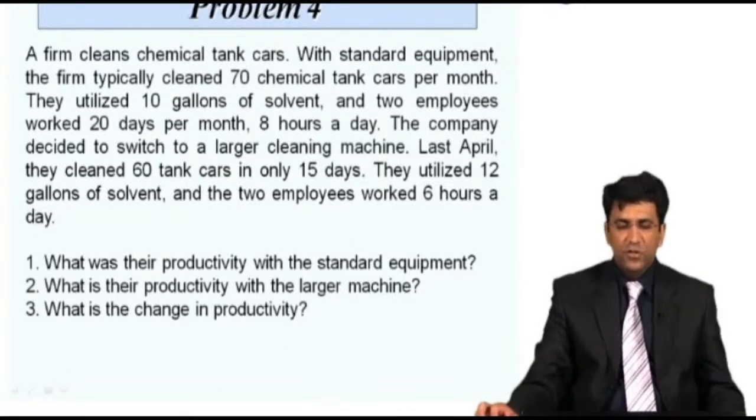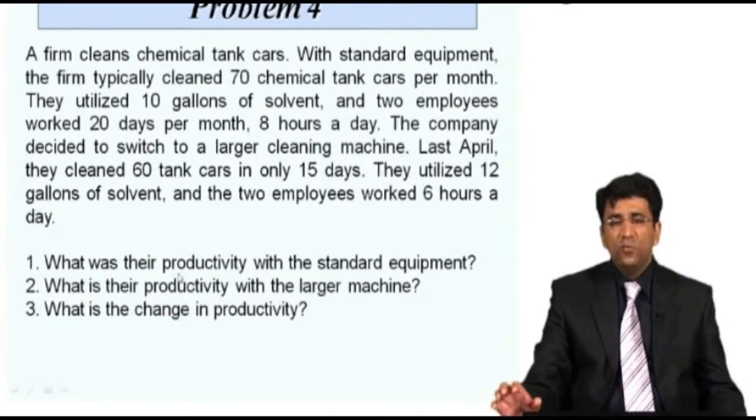This is the next example, students. A firm cleans chemical tank cars with standard equipment. The firm typically cleans 70 chemical tank cars per month. They utilize 10 gallons of solvent, and 2 employees work 20 days per month, 8 hours a day. The company decided to switch to a larger cleaning machine. Last April, they cleaned 60 tank cars in only 15 days. They utilized 12 gallons of solvent, and the 2 employees worked 6 hours a day. What was their productivity with standard equipment?